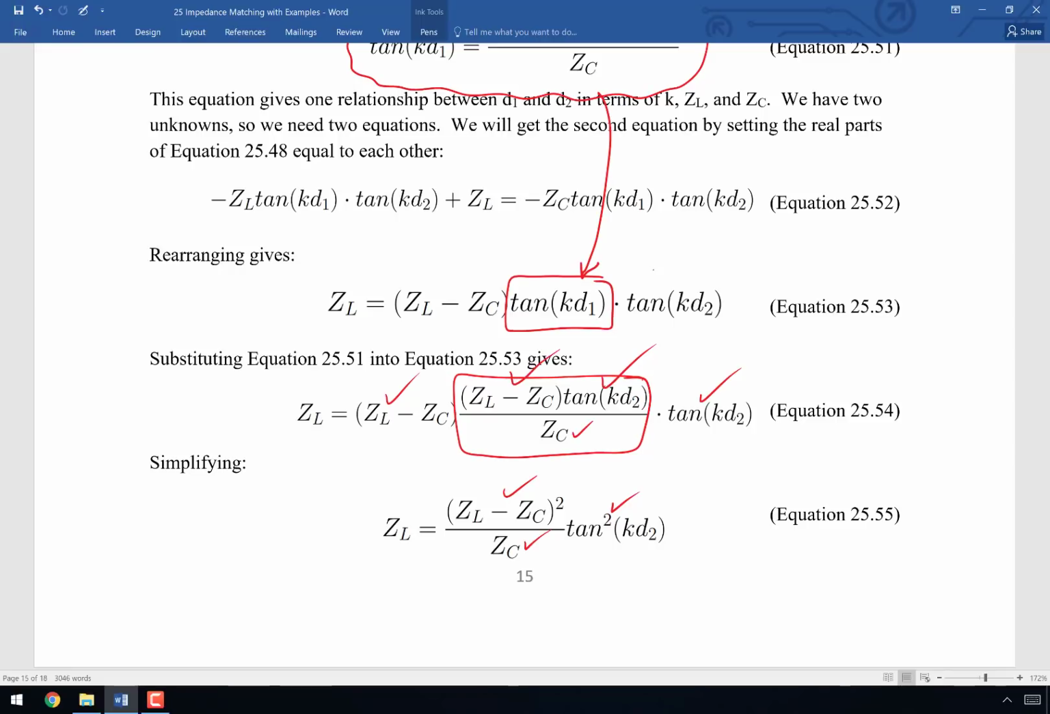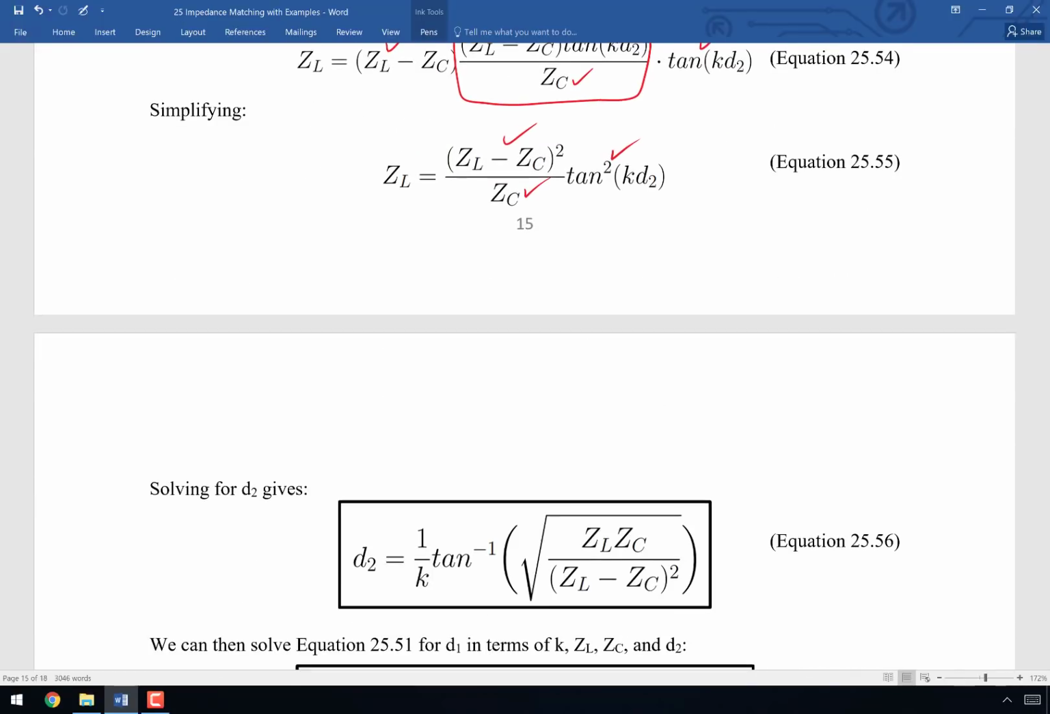So we have an expression here which is z sub l and z sub c, which are known, and k, which is known, and d, which is d2, which is not known. So we're going to solve that equation for d2. And when we do that, we have now figured out 1/2 of the problem.